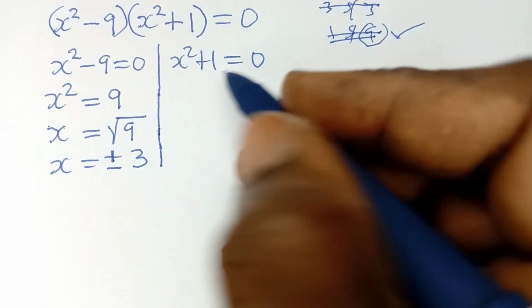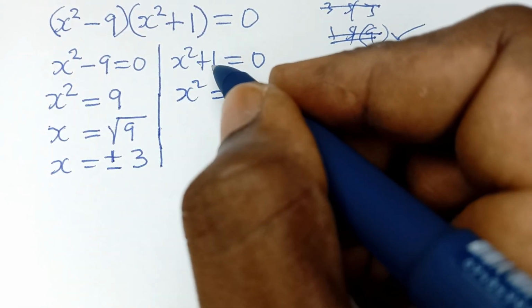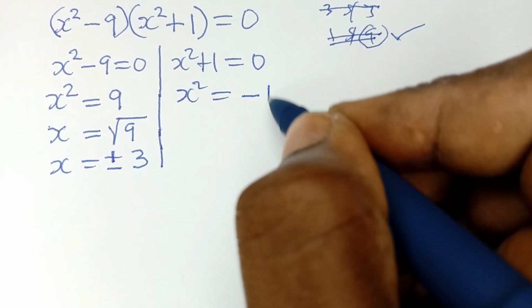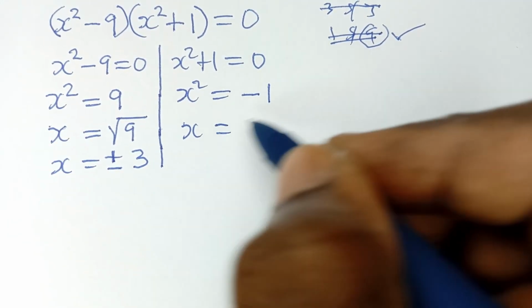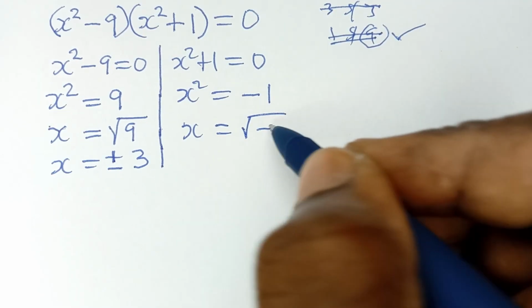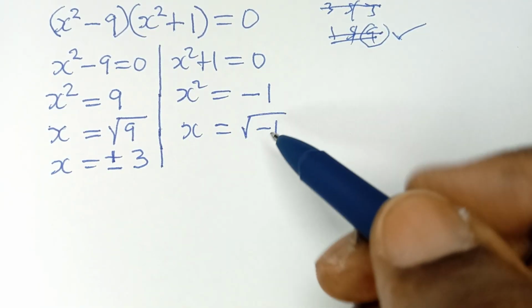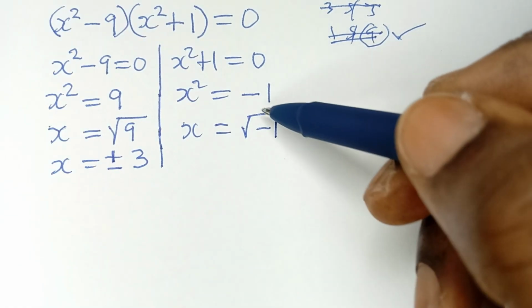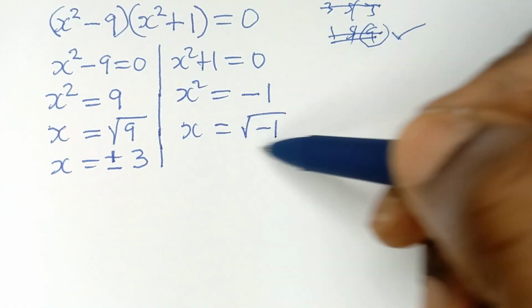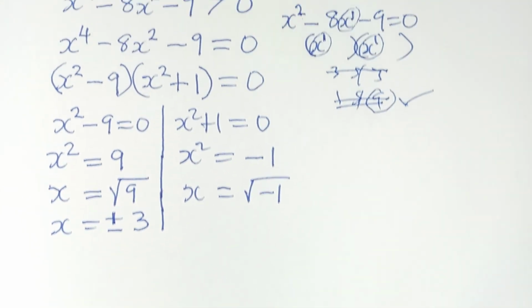Now, if we look at this second root, we have x squared is equal to this positive 1 goes to that side, becomes negative 1. And then when we take the square root of both sides, we have x, and then we take the square root of negative 1. But the square root of a negative number cannot give us a real answer. It will give us an imaginary number or a complex number. So because of that, we are not going to take this route.